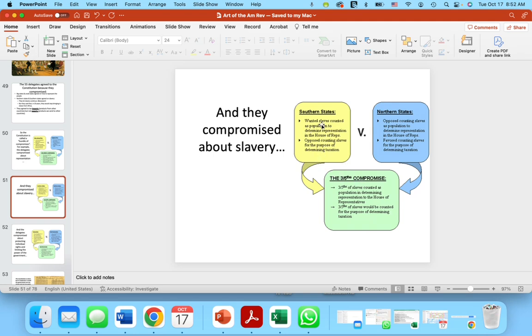The southern states wanted slaves to count in order to increase the population, in order to increase their representation in the House of Representatives. The northern states said that's not fair, that's going to give you a lot of representatives, and you're going to have too much political power. So they reach what is called the three-fifths compromise, where each slave counted as three-fifths of a person. Sadly, tragically, awfully, each slave counted as three-fifths of a person when it came to determining representation in the House of Representatives. Remember, this is not voting. The slaves could not vote.